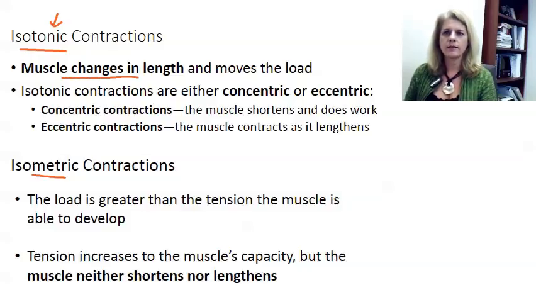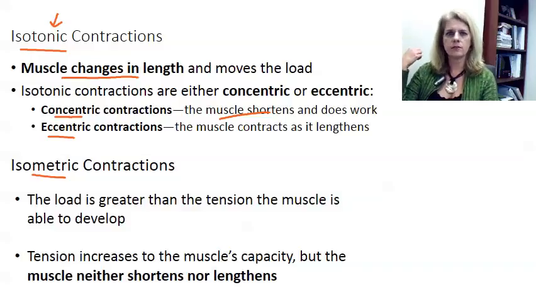Okay, so as the muscle is contracting, the length is changing. And it can do that in one of two ways. They can be either concentric or eccentric. And so most of us are really familiar with a concentric contraction. This is when your muscle shortens as it does the work. So imagine picking up a dumbbell and contracting your muscle. The muscle's going to shorten and it's going to do the work.